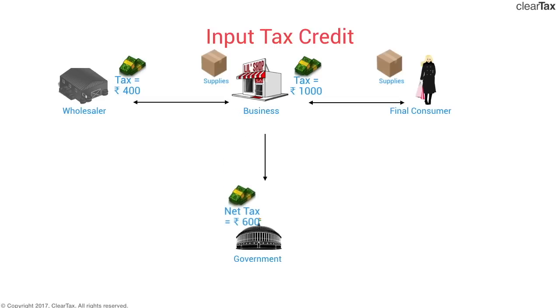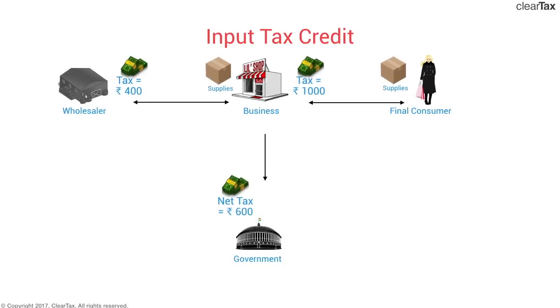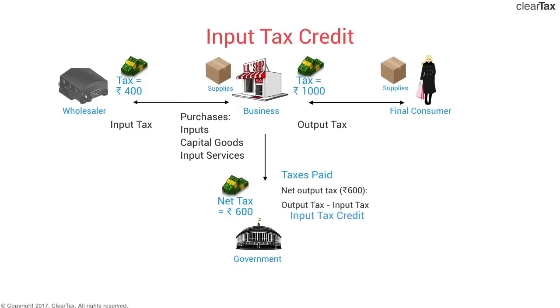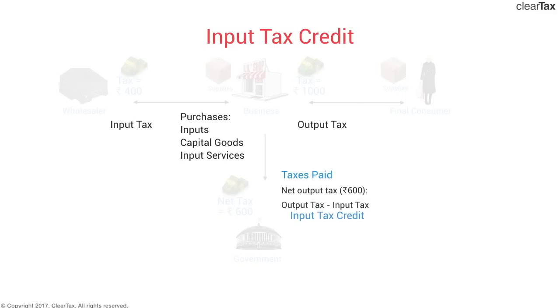Now notice all the important terminologies on the screen. These are the technical terms used for all the items that we've discussed. Purchases are broadly categorized into 3: inputs, capital goods, and input services. Input tax is tax paid on inward supplies. Output tax is tax payable on outward supply. And input tax credit, as you can guess, is the credit on input tax. So all these are important terms that you'll need to know for this section of the Act.